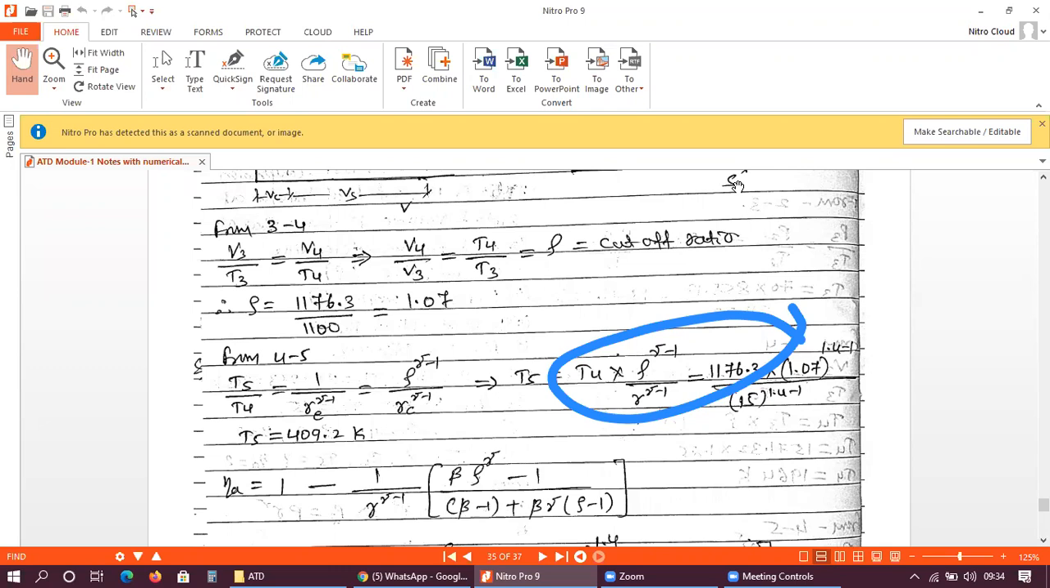Okay, now we'll move to the process that is 4 to 5. So it is an expansion process, right? It is expansion process, T5 by T4. So from this we can easily generate the equation that is T5 is equal to T4 into (rho raised to gamma minus 1 divided by beta raised to gamma minus 1). So just substitute the values, right? You will get T5 is equal to 409.2 Kelvin.